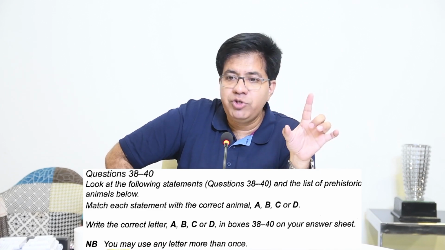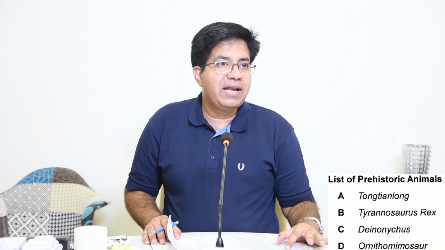The first thing that you have to do, scan Tongtianlong in the passage. Underline that. Okay, one part is there. Now scan Tyrannosaurus Rex. Third paragraph. Underline that as well. Okay. Then Deinonychus. Fourth paragraph. 1, 2, 3 and fourth. Deinonychus. And fifth also. 2 locations of Deinonychus.